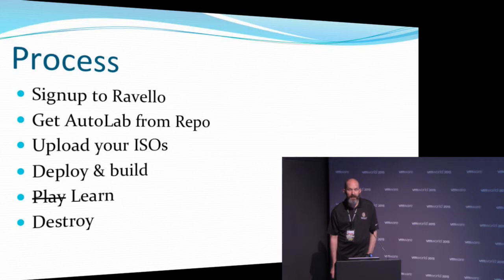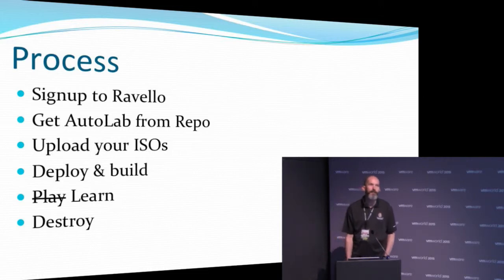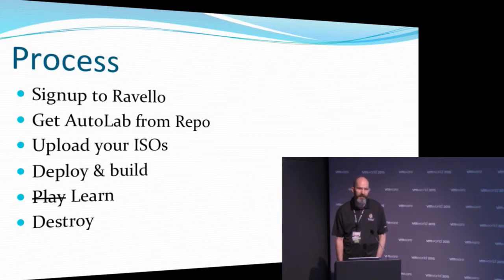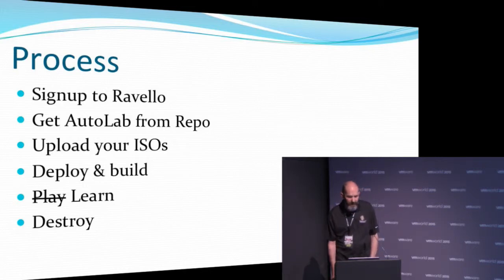Then you need to deploy AutoLab into your Ravello account. Now Ravello have a wonderful thing called a repo or repository that contains pre-built, what they call blueprints, collections of virtual machines all configured up and ready to use. And AutoLab is in the repo, and you just deploy into your Ravello account the pre-configured blueprint that we have in the repo.